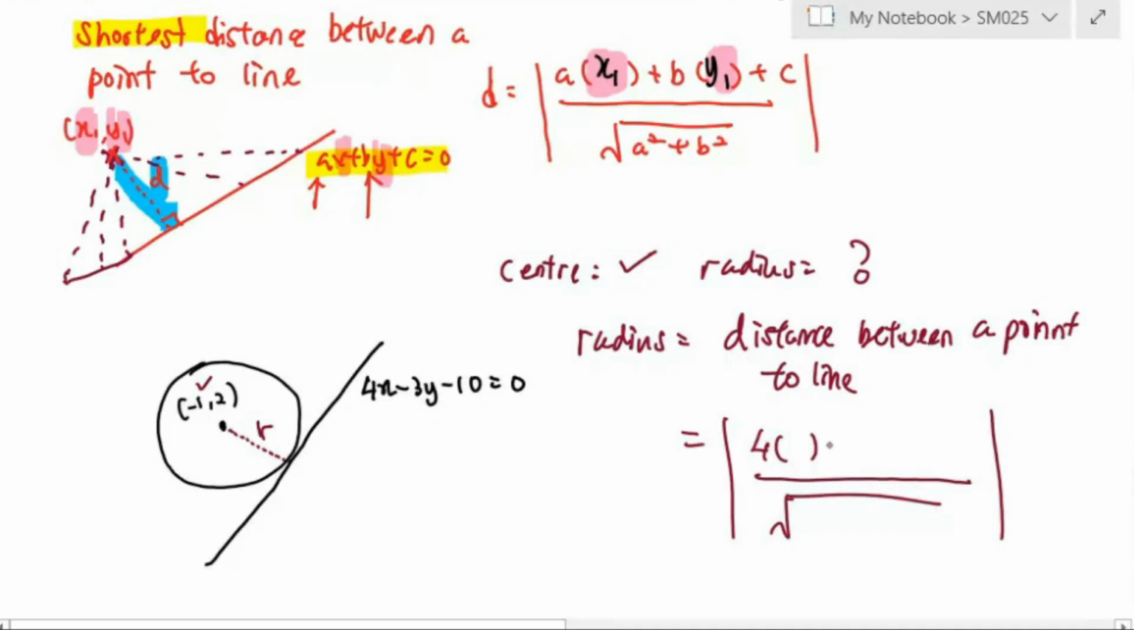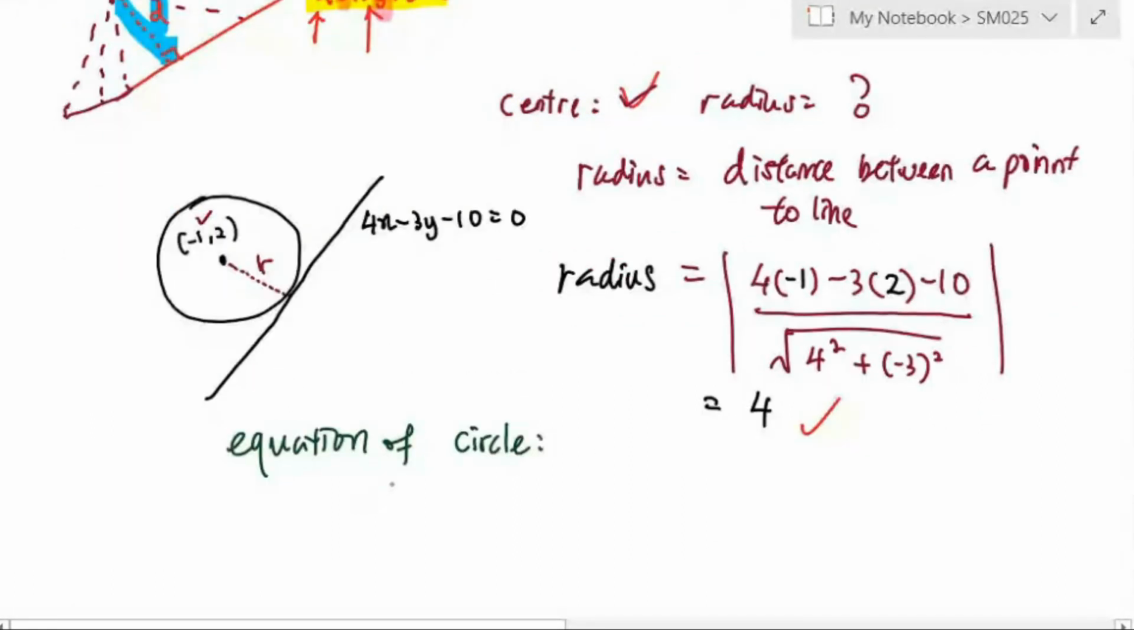4x minus 3y minus 10. What's your a? It's 4 square. What's your b? -3 square. What's your coordinate x here? It will be substituted by the point, which is -1. What's your coordinate y here? It will be substituted by the point, which is 2. Just press your calculator, you can get it. It will give you 4. So the formula will be, I'm using standard form, x minus the center, negative, negative, positive, plus y minus 2, then radius square, 4 square will be 16. So this is my standard form.